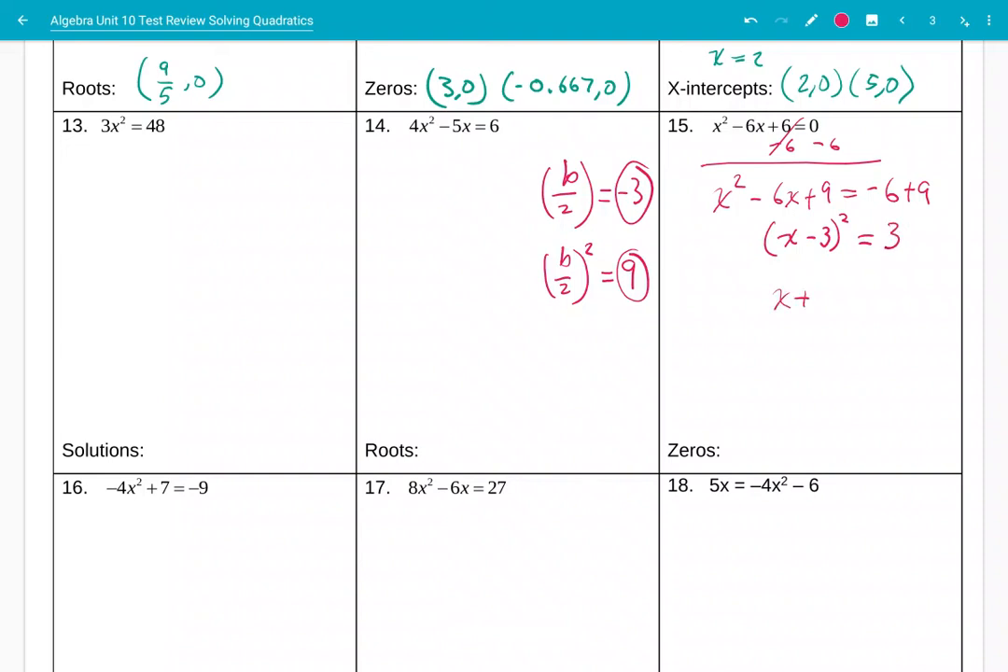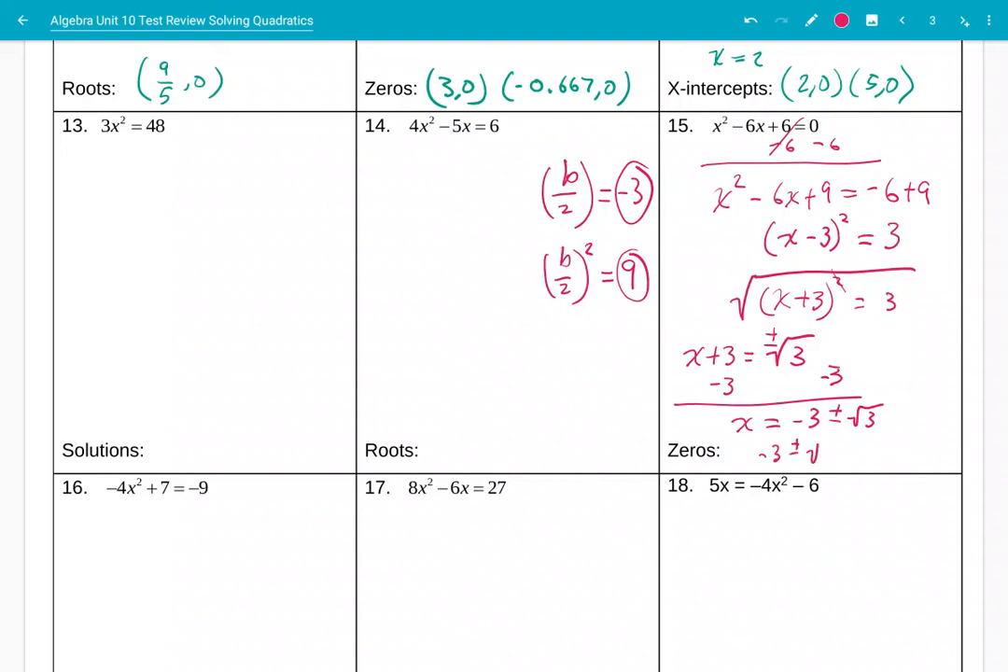So now all I have to do is take the square root of both sides. And that just cancels that. So I've got x minus 3 equals plus or minus the square root of 3. So add 3 to both sides. And my answer now becomes x equals 3 plus or minus the square root of 3. So that's what I'm going to write for my answer. 3 plus or minus the square root of 3, comma, 0. Those are my zeros. Remember, there's 1 for plus and 1 for minus.